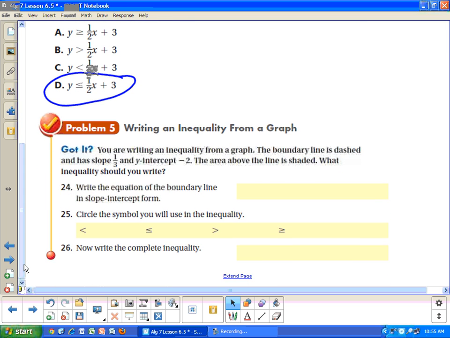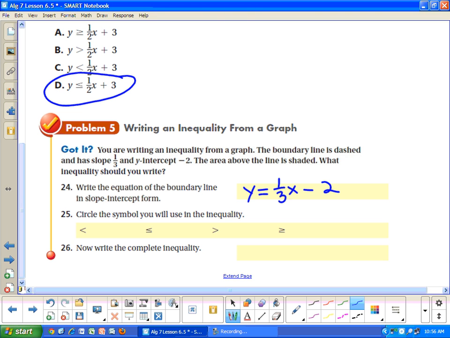All right. So you're writing an inequality from a graph. Boundary line is dashed, and then the slope 1/3, and y-intercept -2. The area above the line is shaded. What inequality should you write? So the boundary equation is, since the slope is 1/3, the y-intercept is -2, y equals 1/3 x minus 2. Since it's above the line, we want greater than. And since the boundary line is dashed, we want just greater than for our symbol. So y is greater than 1/3 x minus 2.